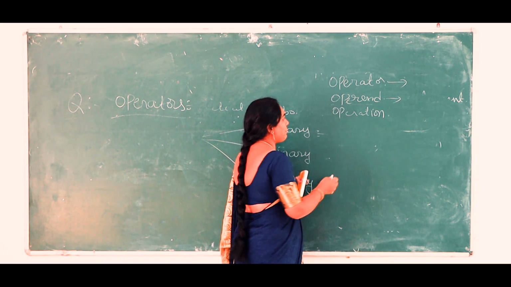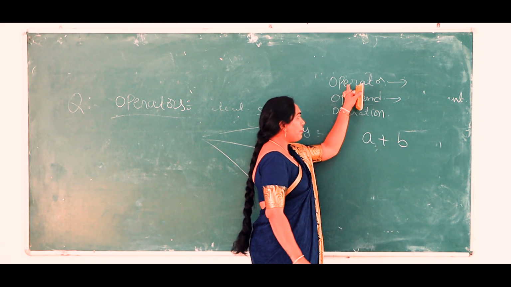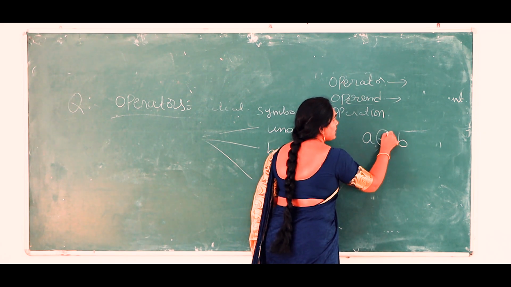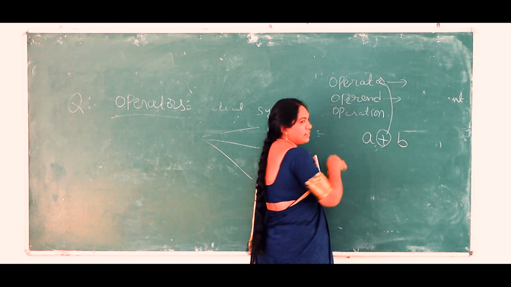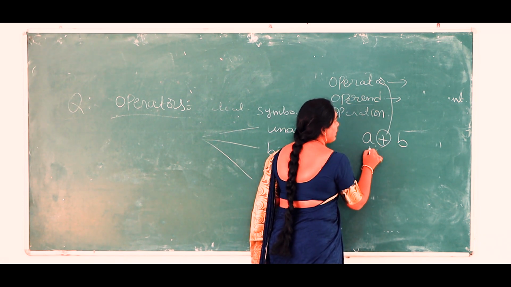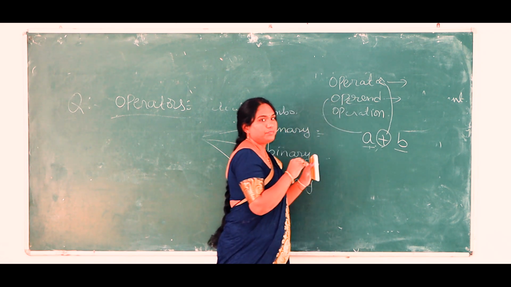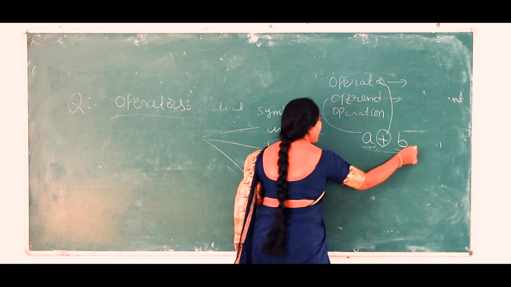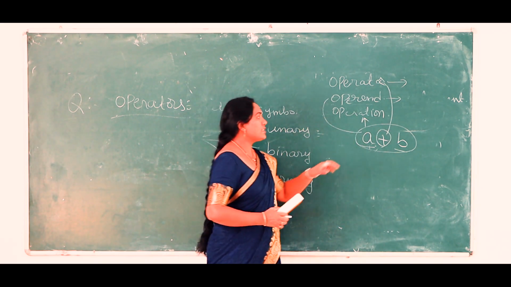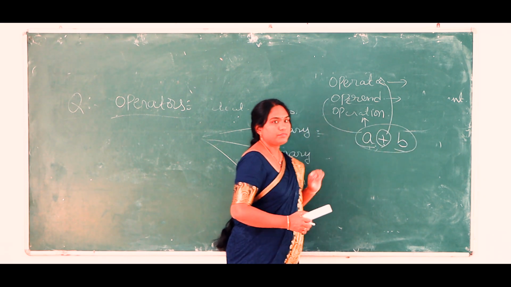Now I give an example for you. A plus B. What is the operator here? The symbol, plus. It is called the operator. What are A and B? Where we are applying the symbol. A and B, these two are called the operands. And this entire expression is called the operation. I hope you understood what the operator, the operand and the operation are.